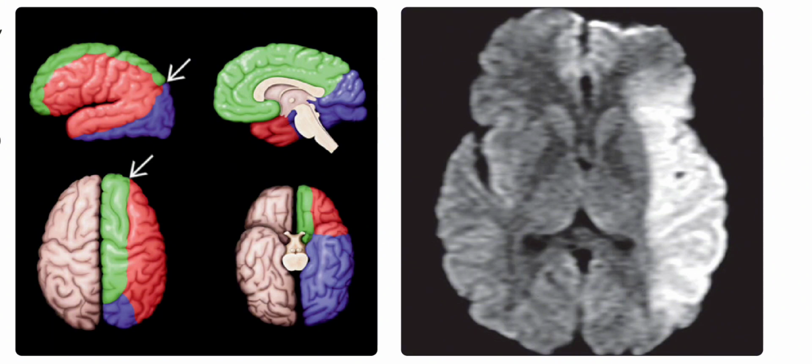The watershed zone is the border between the major vascular territories. Axial DWI MRI shows restriction in the left MCA territory with preservation of the basal ganglia. The MCA territory is the most common location for ischemic stroke.